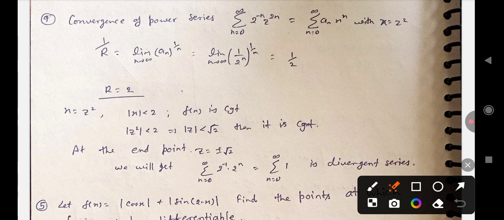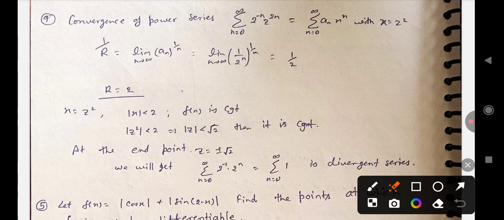That means if mod z square is less than 2, then this series is convergent. Now using that fact, mod z square less than 2 means mod z is less than root 2. So at the end points z equal to plus minus root 2, we have to find the behavior. We don't know about the end point, but we know less than that end point. This radius of convergence guarantees that in that neighborhood, with strict inequality, this series is convergent, but at that point we don't know.